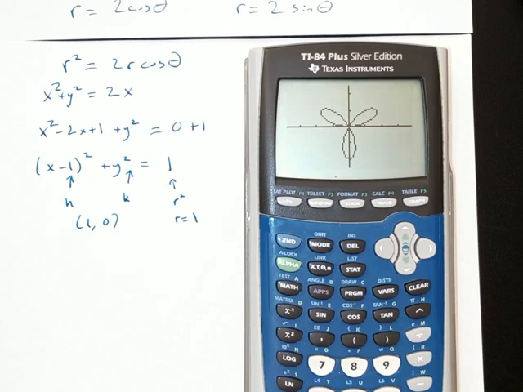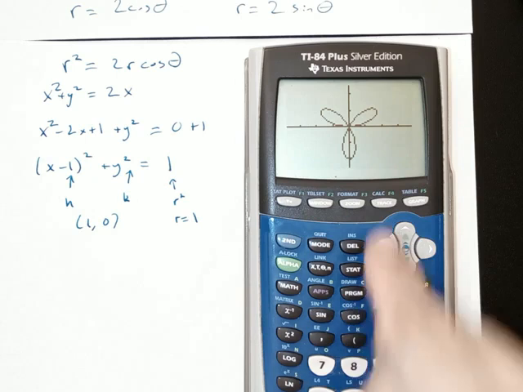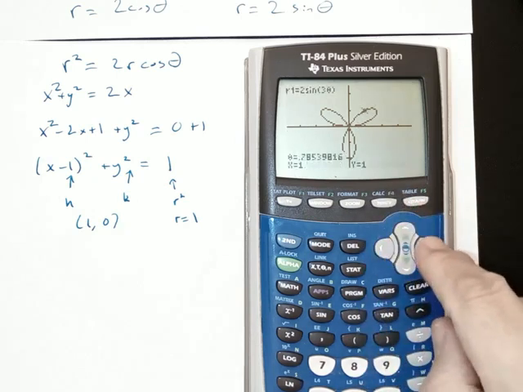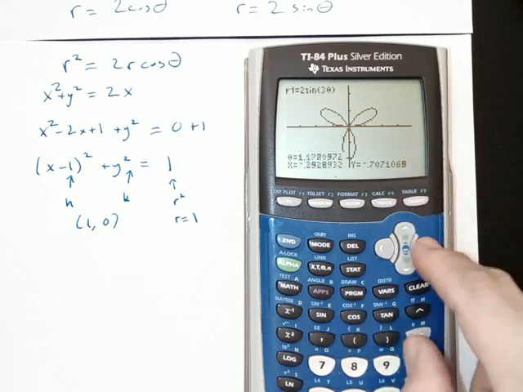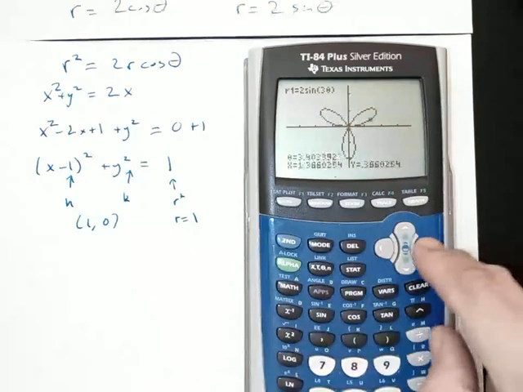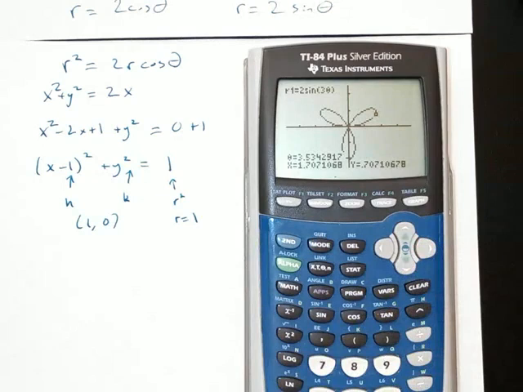There really are 6. They're just on top of each other. Hit the trace button, and you can walk around the curve, right? From 0 to pi over 3, from pi over 3 to 2 pi over 3, 2 pi over 3 to 3 pi over 3. I go back around the exact same loop twice.